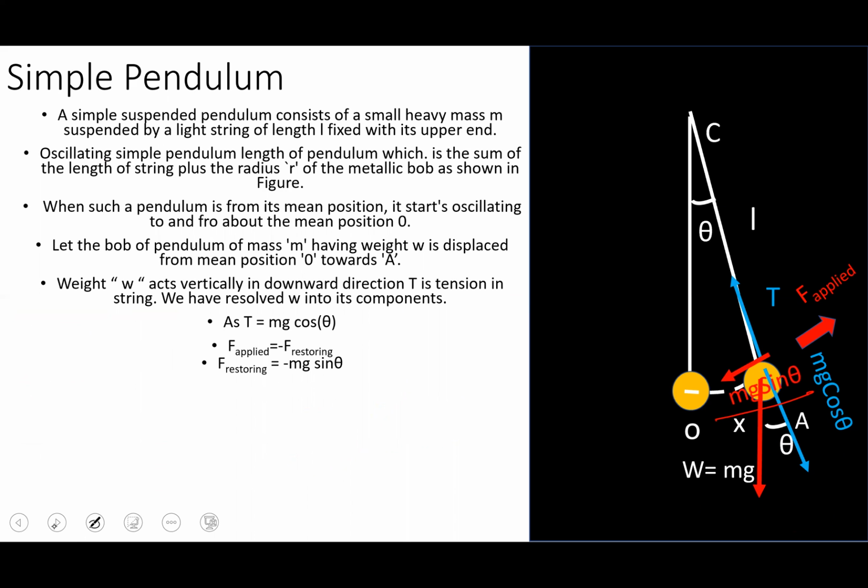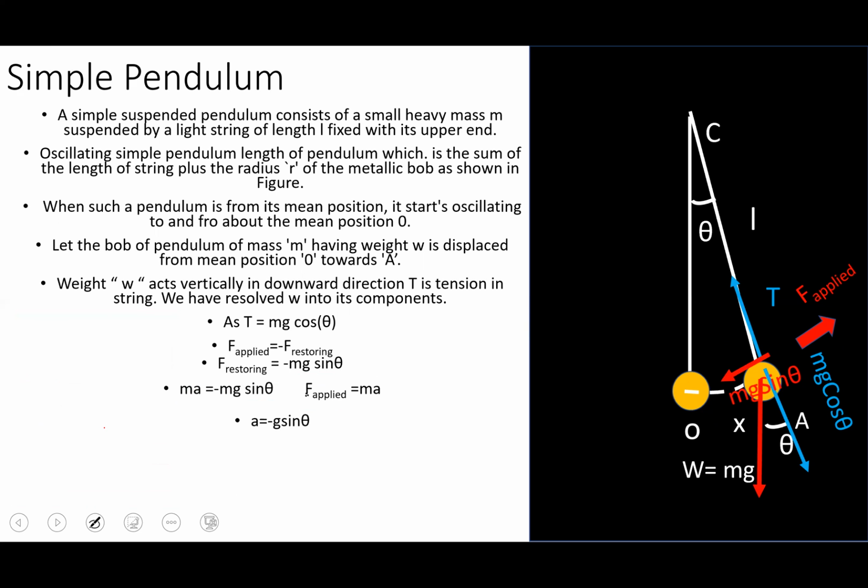So the restoring force is equal to minus mg sin theta. As you can see, it is in the opposite direction to the applied force. That is why the negative sign is there. So we are putting it equal to the applied force, where ma is the applied force and the restoring force is minus mg sin theta. If we cancel out these m, what do we get? We get a is equal to minus g sin theta.